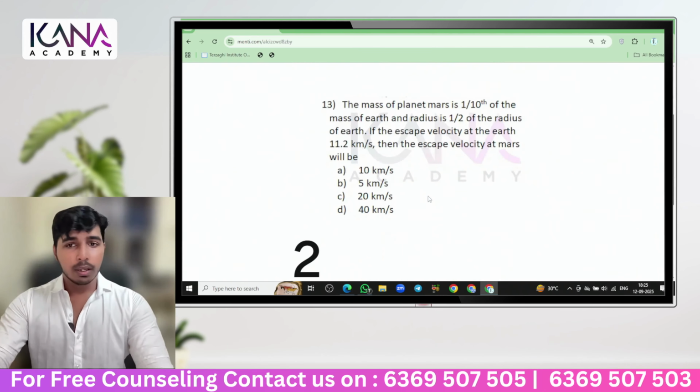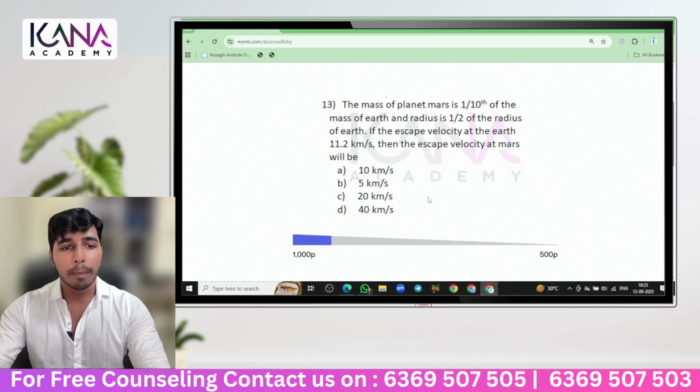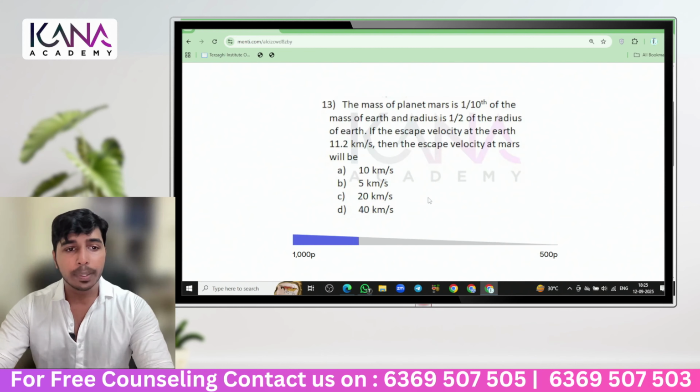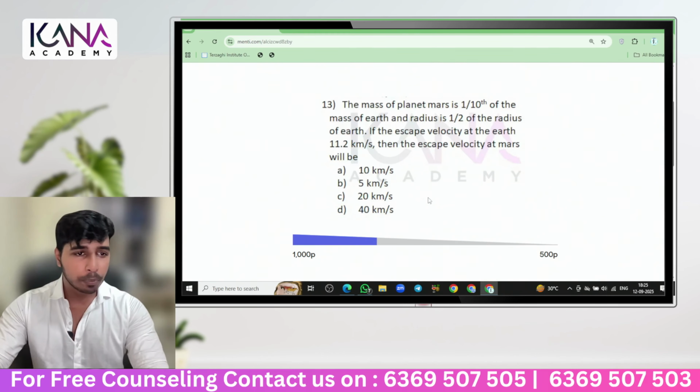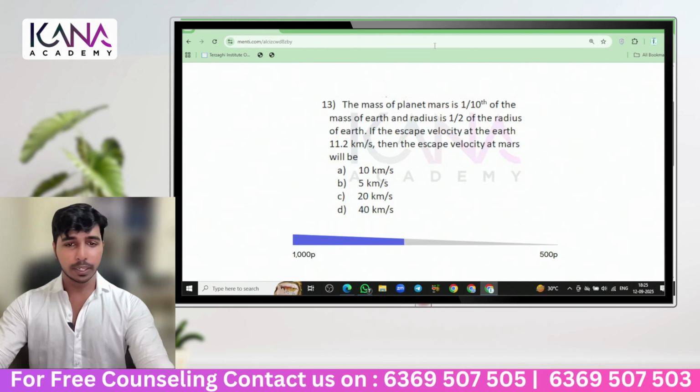The mass of the planet Mars is 1 by 10th of the mass of the Earth, and the radius is 1 by 2 of the radius of the Earth. If the escape velocity at the Earth is 11.2 kilometer per second, then the escape velocity at Mars will be. The options are below: 10 kilometer per second, 5 kilometer per second, 20 kilometer per second, 40 kilometers per second.